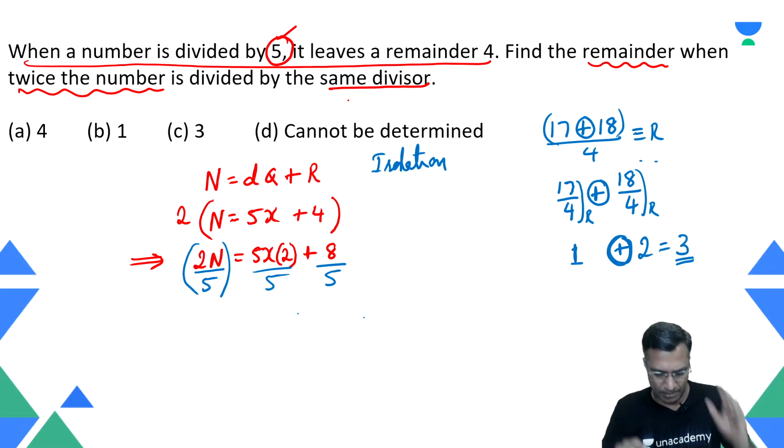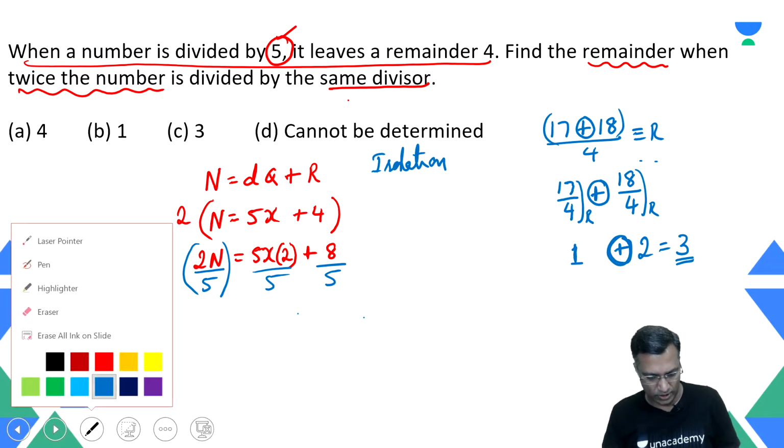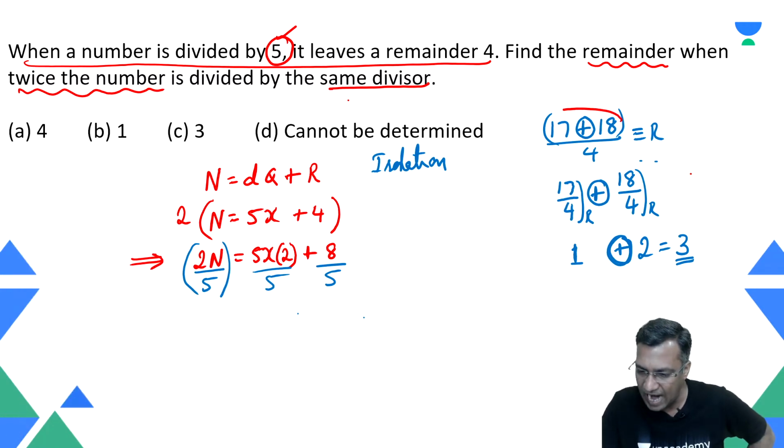Okay, a very simple example that I have taken. What does it mean to us? It means something like this. Instead of adding these numbers, 17 plus 18, which is nothing but 35, 35 when divided by 4, I know that the remainder is nothing but 3.